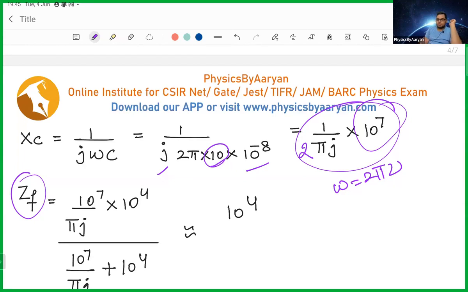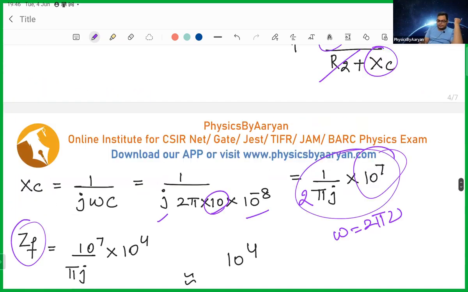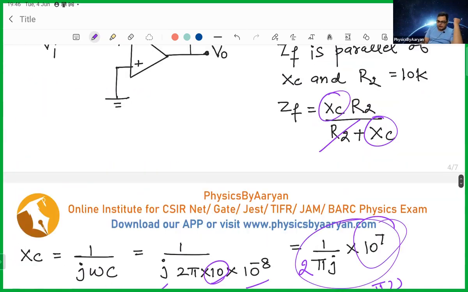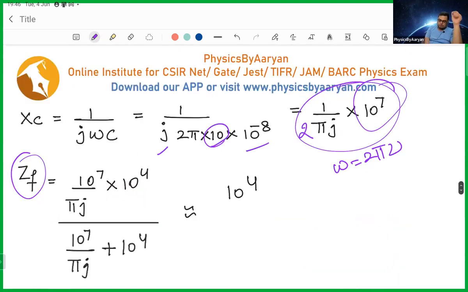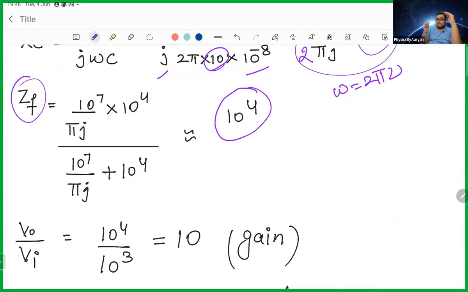No, actually it should not come. So if XC is much larger than R, then R can be ignored with respect to XC. And then the XC in the numerator and denominator cancel each other out. And the final resistance that you get is just R2, and that is almost 10 to power 4. R2 is only 10 to power 4, and that is your final impedance of the feedback circuit.